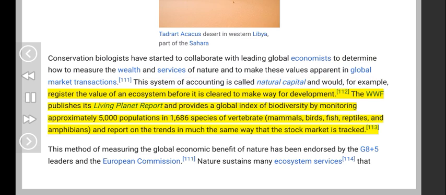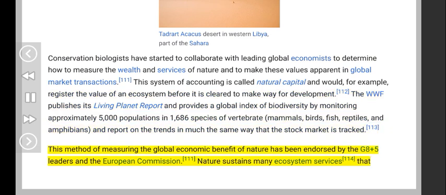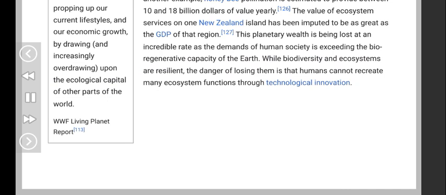The WWF publishes its Living Planet report and provides a global index of biodiversity by monitoring approximately 5,000 populations in 1,686 species of vertebrate mammals, birds, fish, reptiles, and amphibians, and reports on the trends in much the same way that the stock market is tracked. This method of measuring the global economic benefit of nature has been endorsed by the G8+5 leaders in the European Commission. Nature sustains many ecosystem services.